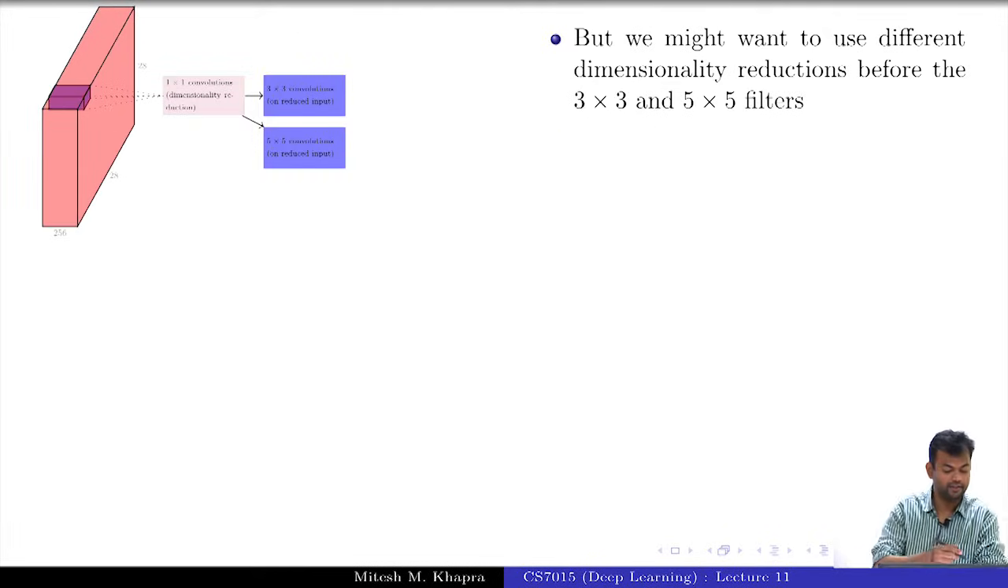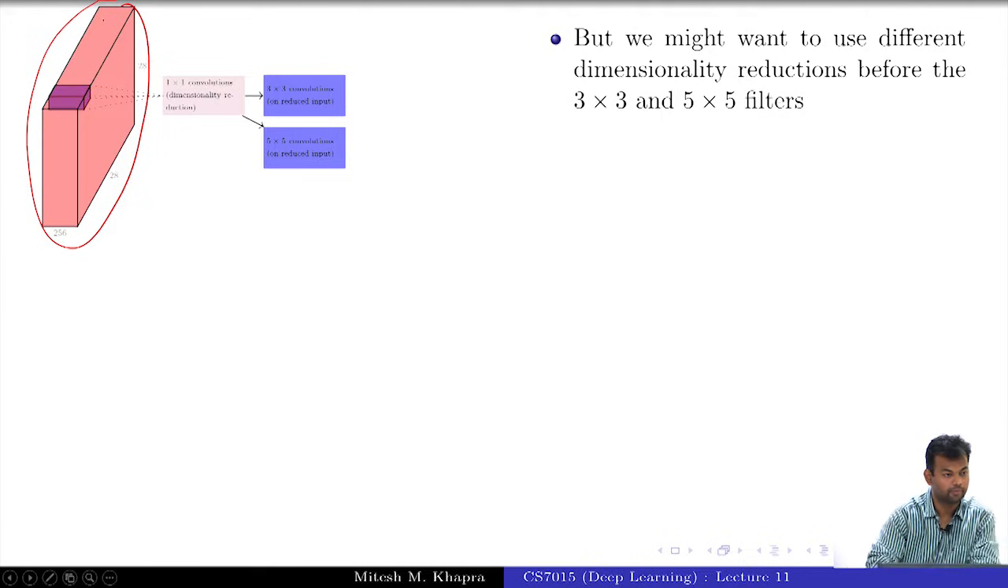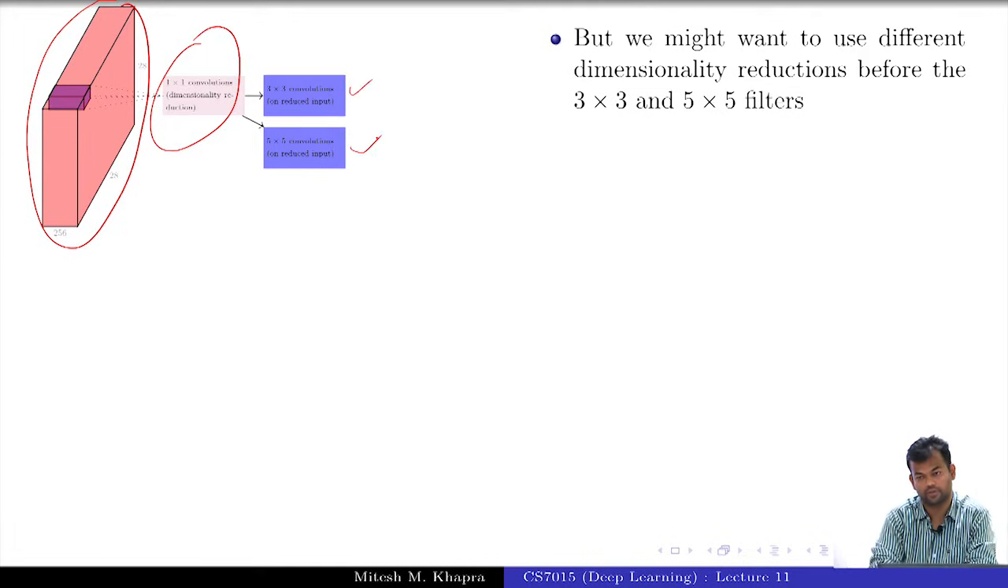Now, once you have done this, this is how I'm going to proceed. I have a certain volume. I have applied 1 cross 1 convolutions to it. Using that, I have reduced the number of dimensions. Now I'm going to apply 3 cross 3 convolutions as well as 5 cross 5 convolutions on top of that, right? Because that's the motivation I had started with, that I want to apply kernels of multiple granularity.